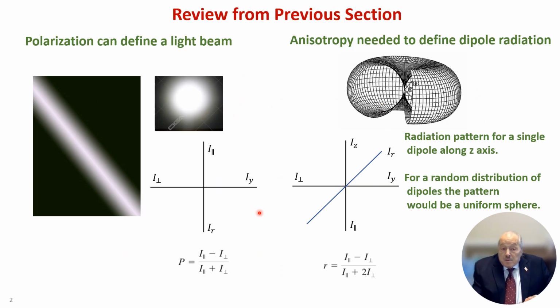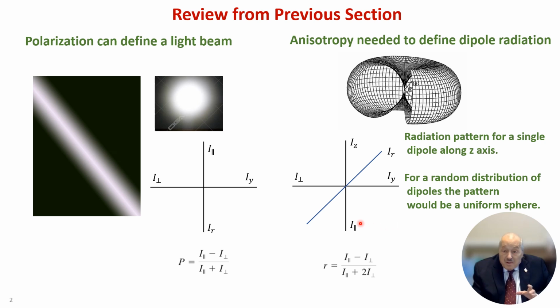Just a review from the previous section, a light beam can have a defined polarization. It's the difference between the two polarizations over the sum, and that's a valid definition. Even though this is still used in the fluorescence polarization immunoassays, they still use polarization.